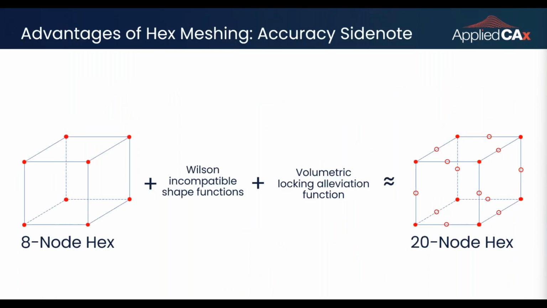Well, a minor side note. There is a lack of practical value in using the 20-node hex element because in most situations, the same accuracy can be obtained with the 8-node hex element due to the addition of enhancement functions. Enhancement functions, specifically the Wilson incompatibility shape function and a function that alleviates volumetric locking, are added to the element formulation to improve its performance. Of course, there is a minor computational cost associated with these, but the cost is on the individual element level and does not increase the size of the global system of equations. This is because no additional nodes are added with these enhancement functions.